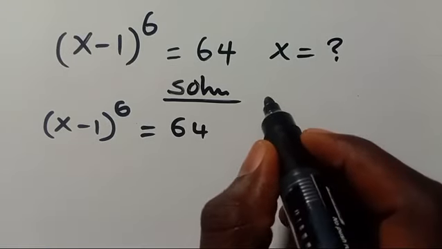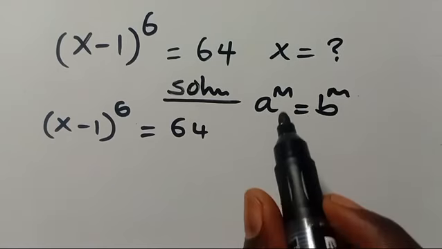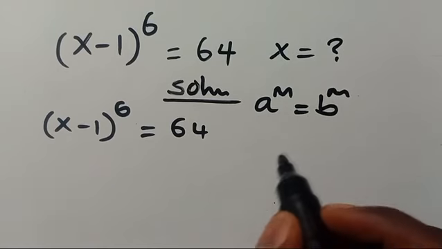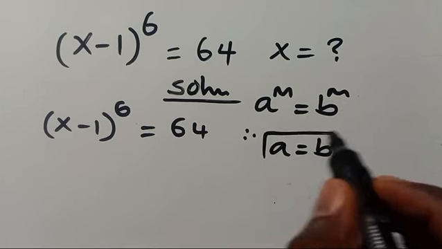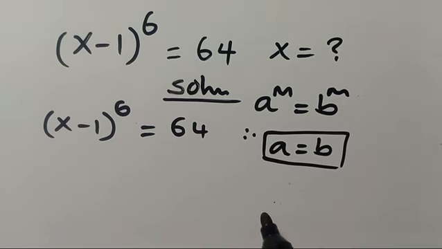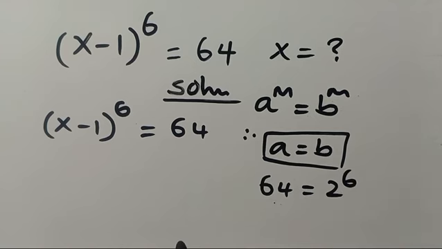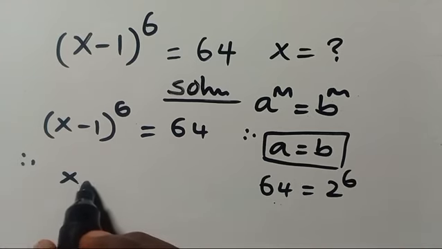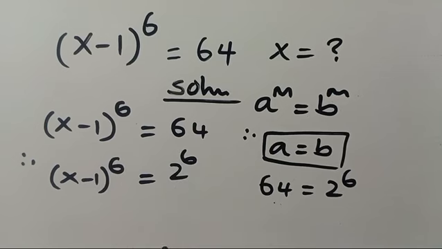But let us recall that when we have a^m = b^n, so far they have the same power, we can equate the base, so therefore a will equal b. So from here, let us recall that we can have 64 equal to 2^6. So therefore we have (x − 1)^6 = 2^6. So far they have the same power, we can equate the base, and so therefore we have x − 1 equals 2.